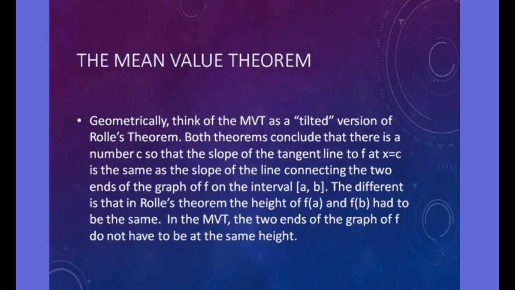So both theorems conclude with a number c, where the slope of the tangent to f at x equals c is the same as the slope of the line connecting the two ends of the graph. The only difference is that the slope in Rolle's theorem is always 0, and the slope in the mean value theorem is constantly changing. So you're still setting derivatives equal to slopes, you're just setting them equal to different slopes. So again, there is a difference, but it's very, very minimal.